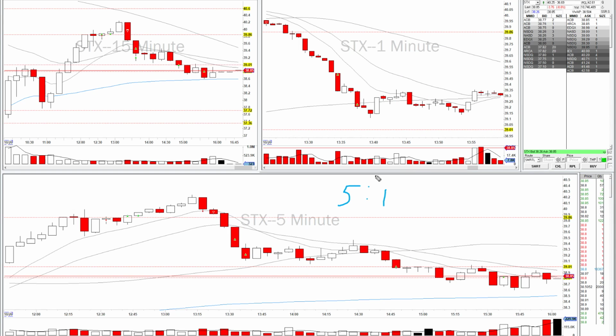Originally I tried to get a 2-to-1. I came out with more, and that's great because that can offset the times where I don't get at least 1-to-1 or 2-to-1 where I'm scaling out early, right? Obviously these trades are few and far between, but they help offset the lower risk to reward that you get.